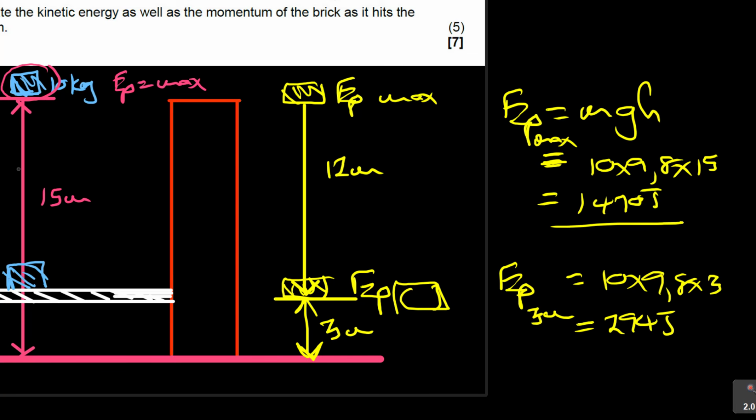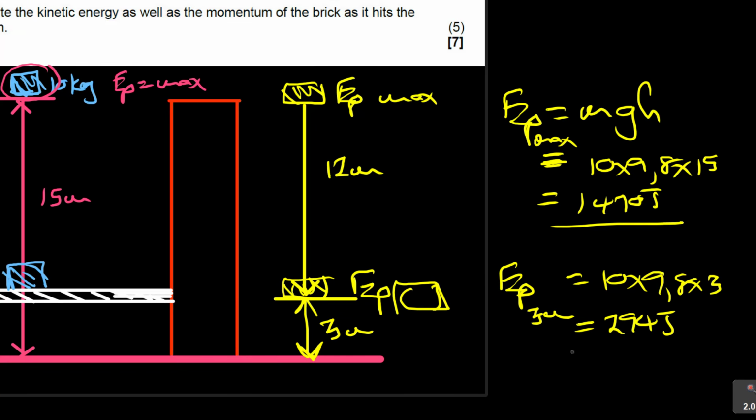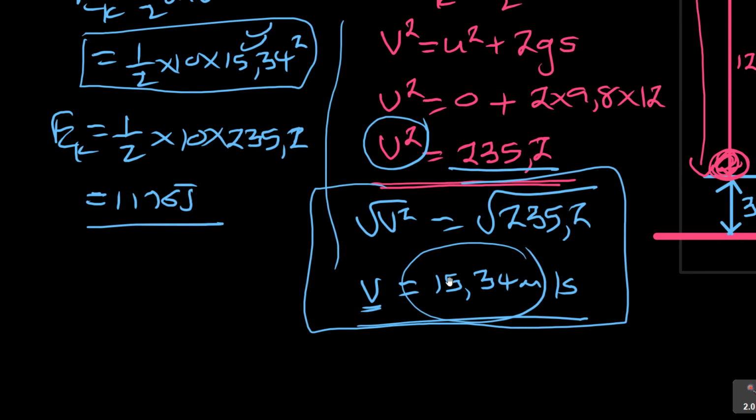Now if you look at this, when I subtract these two, so it will be that potential energy there. If I just subtract the two and say 1470 minus 294, you'll see that I'm getting what, 1176, which is equal to 1176 joules, right? And 1176 is the one that we got here, right?